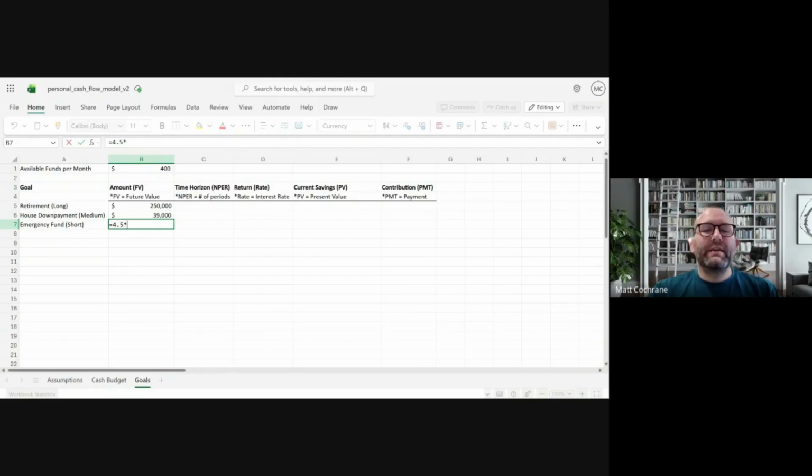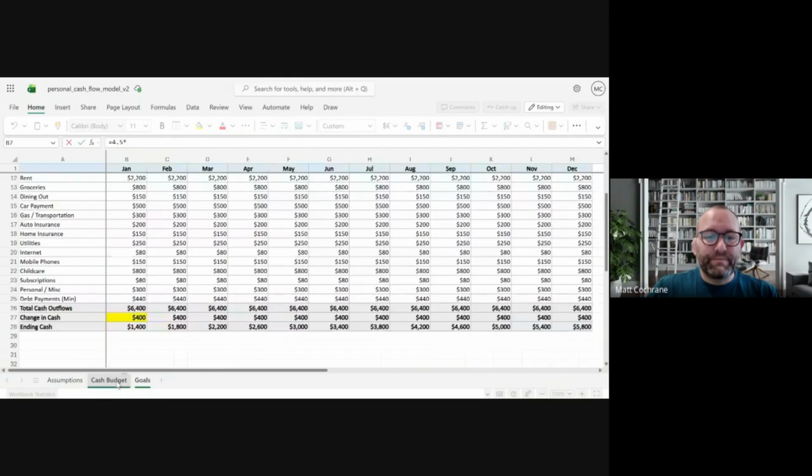times the average expenses. Now, in that cash budget that we did, if we go back here, we see that our total cash outflows is 6,400. As a rule of thumb, for purposes of this video, we'll just take that amount and we'll multiply it by 0.80. Okay. So 80% of this.